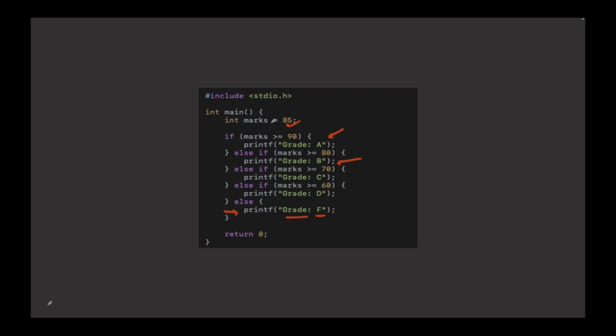Now what happened? If the score is 85, then it will come under the else if part, right? The first condition is checked. Marks greater than or equal to 90, then it's false. Then it will go to the next. Else if marks is greater than or equal to 80, then yes, it's true. Now it will print grade B, and the rest of this code will be skipped and it will come to the return 0 and the program stops.